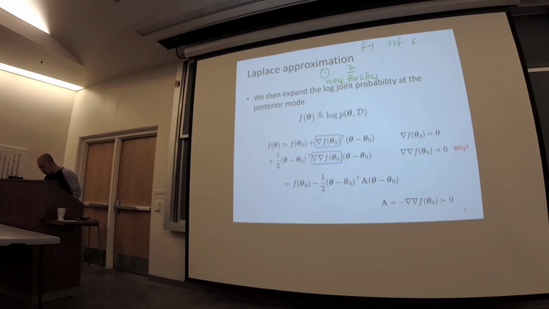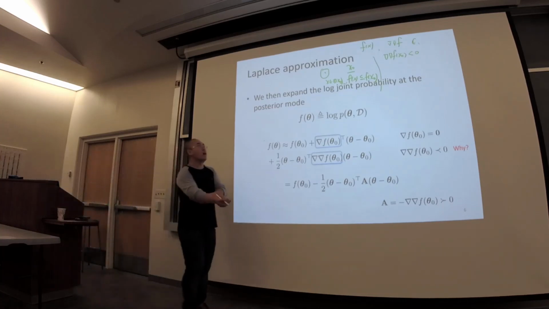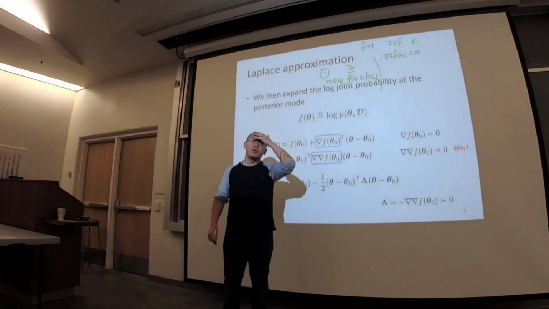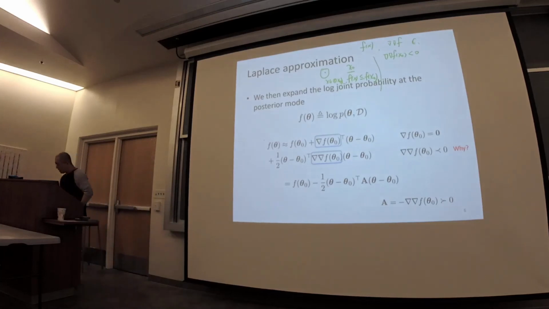So to show that the Hessian at x0 is negative semi-definite, we can use a contradiction. Let's assume it's not negative semi-definite. Let's see what will happen, right? If it is not negative semi-definite, that means there is at least one non-zero vector p such that this quadratic term is positive.